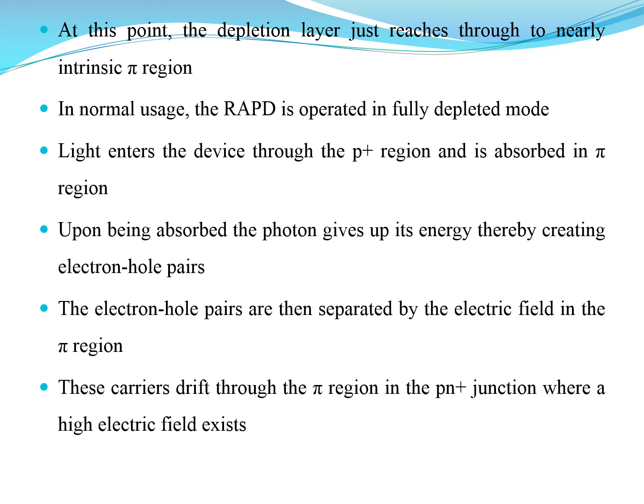In normal usage, the reach-through avalanche photodiode is operated in fully depleted mode. Light enters the device through the P plus region and is absorbed in this intrinsic region, which is called the pi region.